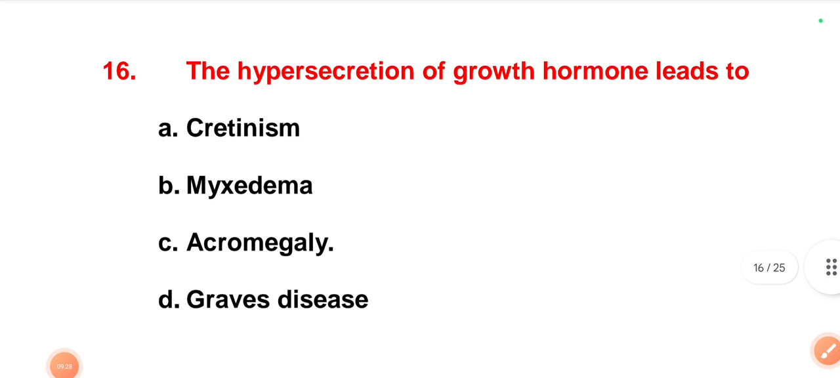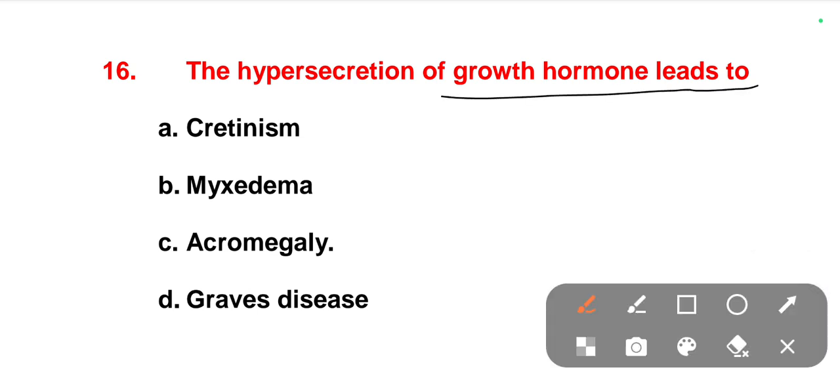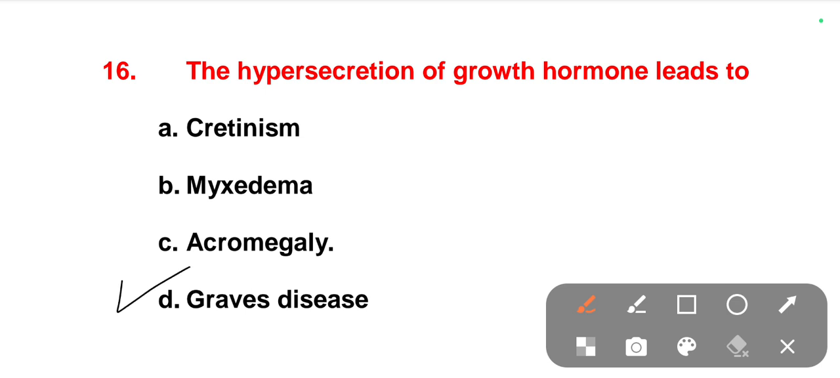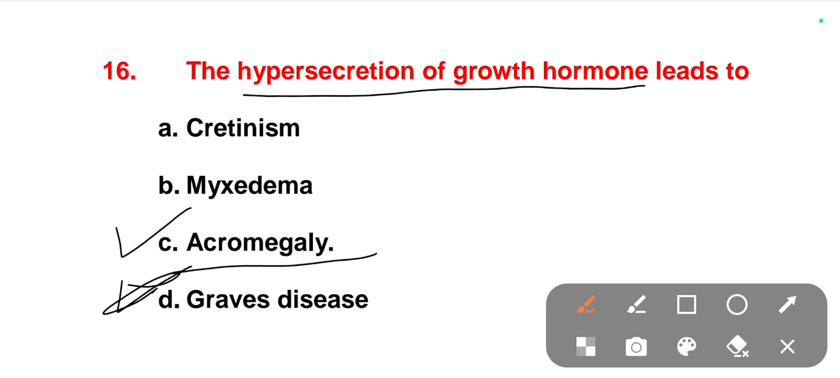The next one is: hypersecretion of growth hormone leads to. What is the condition due to the overproduction of growth hormone? Options are cretinism, myxedema, acromegaly, Graves' disease. The right one is option C, acromegaly. Acromegaly is the condition due to the hypersecretion of growth hormone.